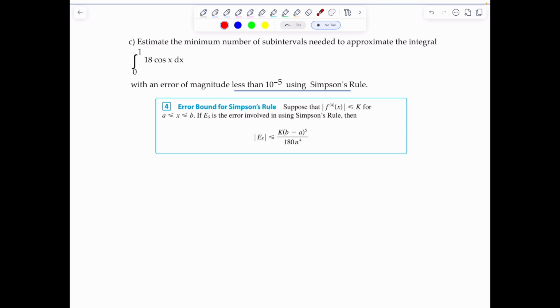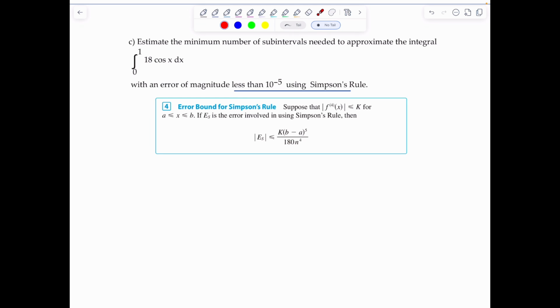It's a little different than trapezoidal. Notice k is an upper bound on the fourth derivative of the function whose integral we're approximating. And then we have b minus a to the fifth and 180 n to the fourth in the denominator. You can see you're going to get less error, right, for the same n because you have n to a higher number. And then this is also a larger constant.